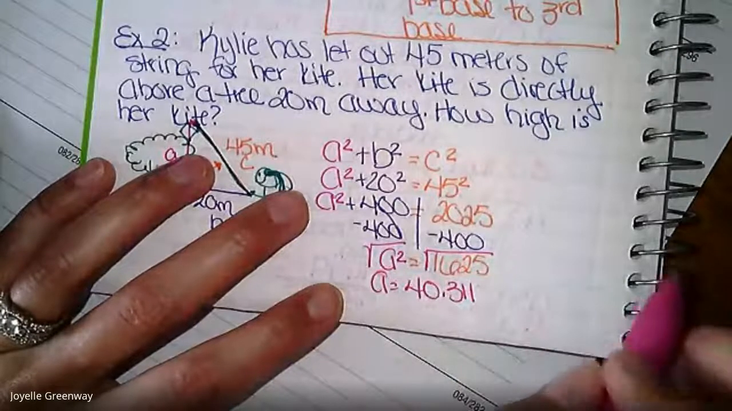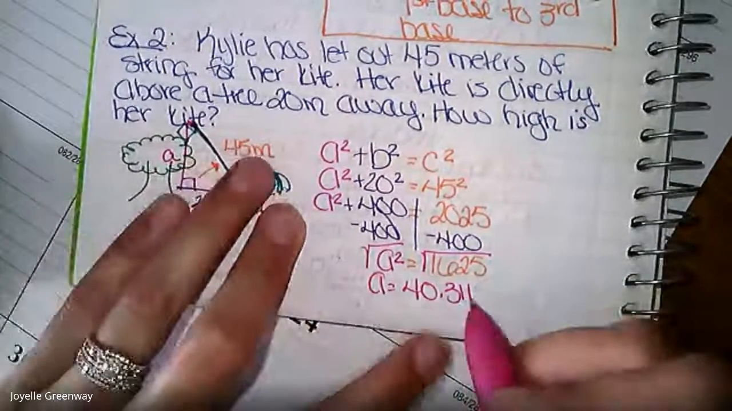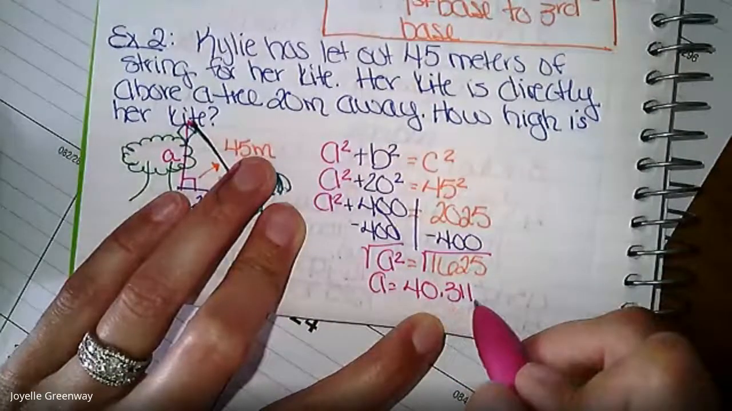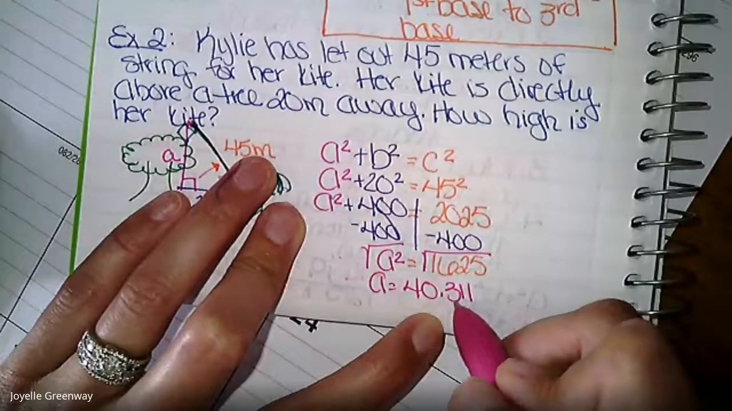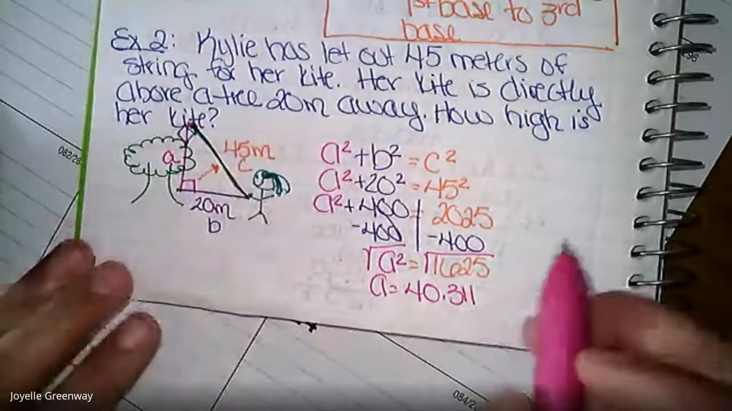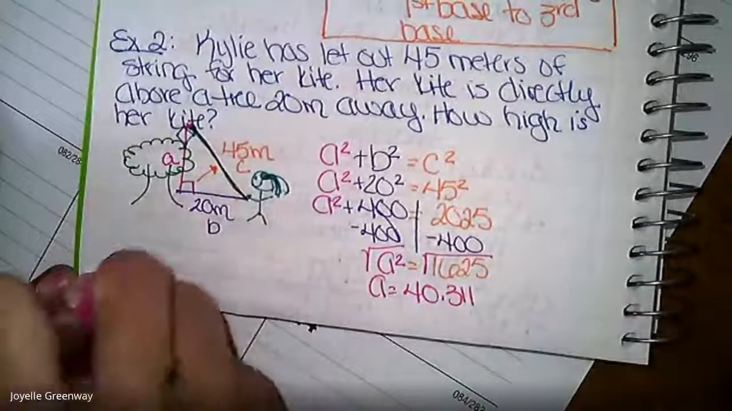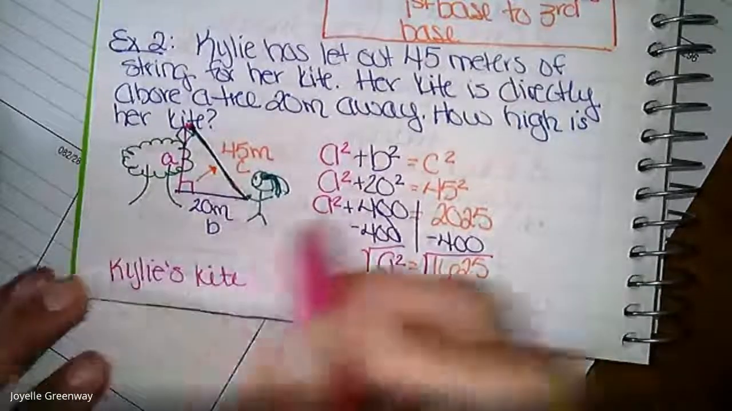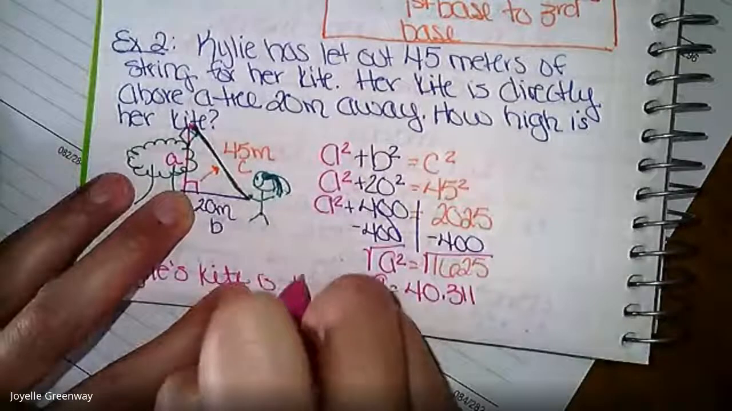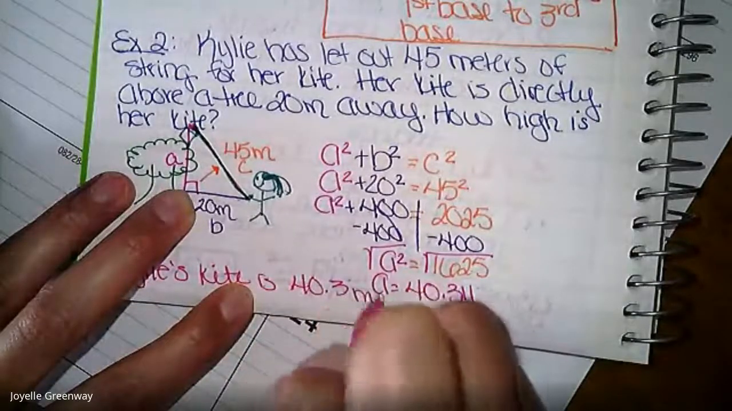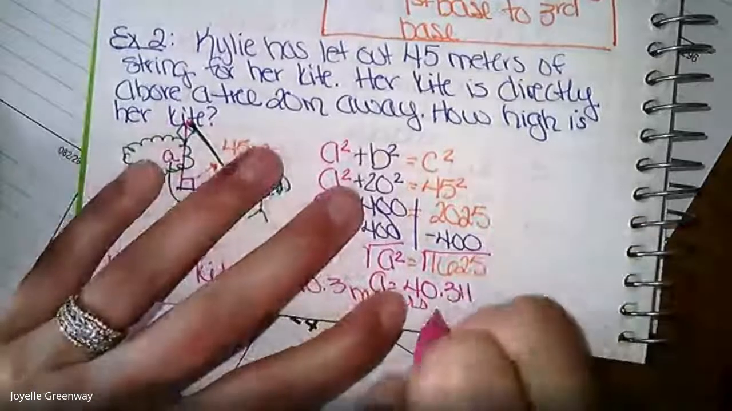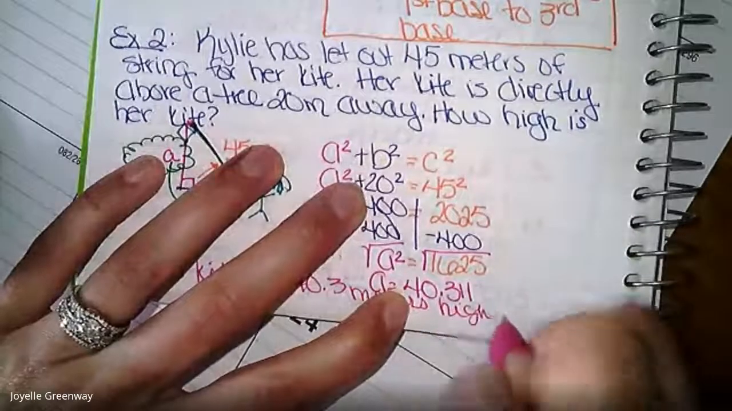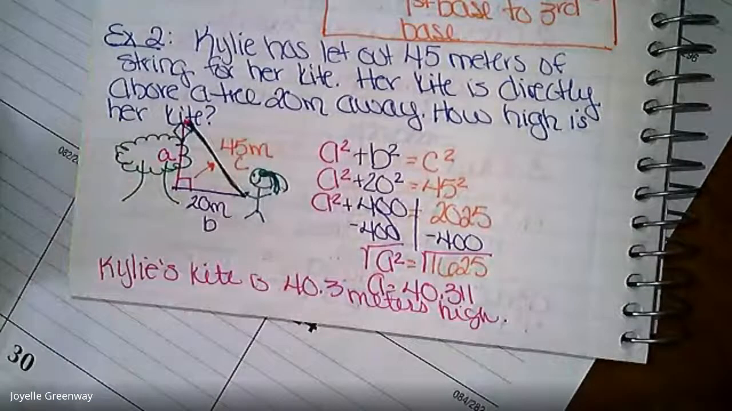So if I'm rounding to the nearest tenth, here's your tenths place. That 1 is lower than 5, so that stays at a 3. So Kylie's kite is 40.3 meters high. Okay?